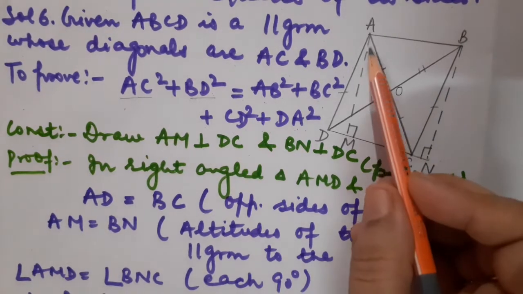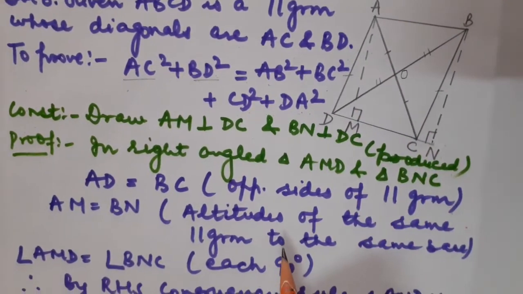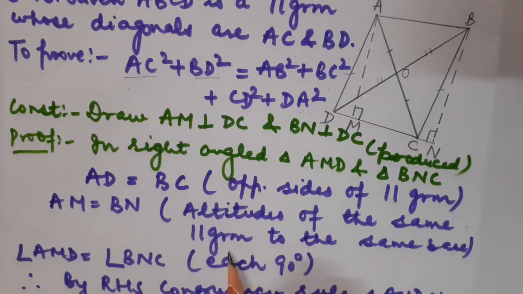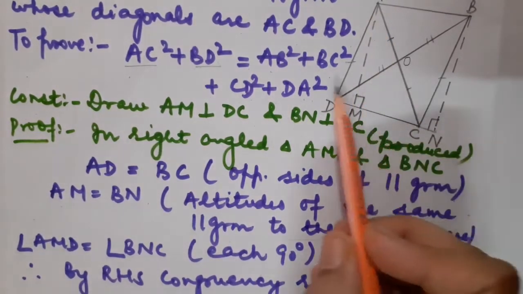Correct? AM is also equal to BN. Why? Because altitudes of the same triangle are always equal in length, as they are drawn in the same parallelogram as well as to the same base. So I can say that altitude AM is equal to BN. Clear? Okay.